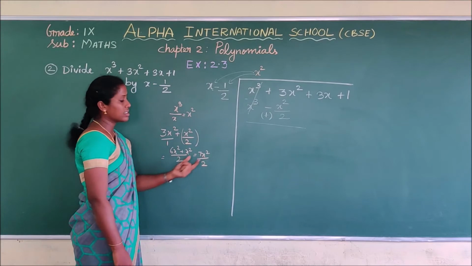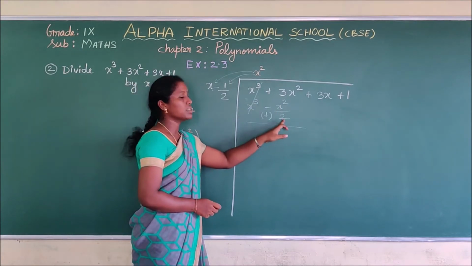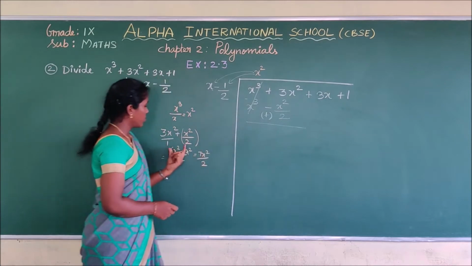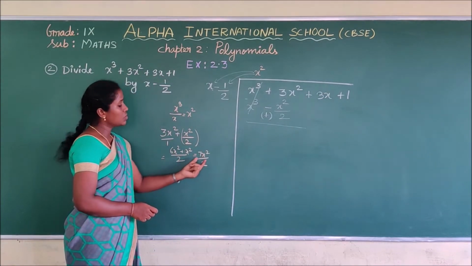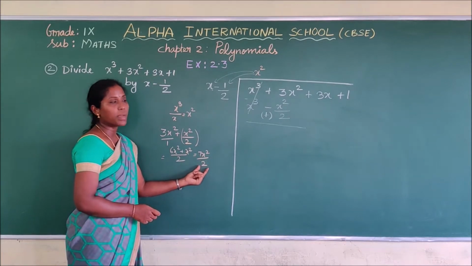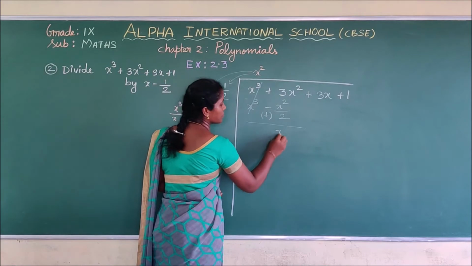What is the final answer? 7x square by 2. We can't add it directly because the term is in fraction. So you take the LCM for the two terms and add them. So by solving this we are getting 7x square by 2.